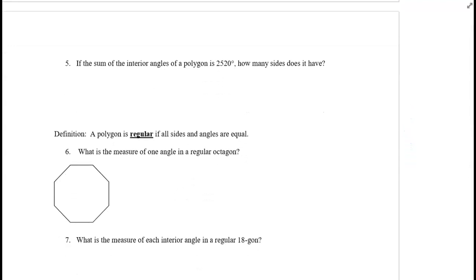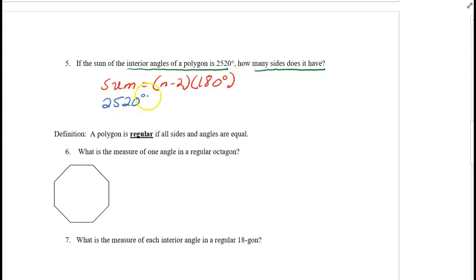If we look at example 5, if the sum of the interior angles is 2520, how many sides does it have? So I always like to write the formula. The sum is equal to n minus 2 times 180 degrees. This time we're told the sum is 2,520, so that's the sum, it's not the number of sides. And I'm going to rewrite the right side of the formula. I'm going to divide both sides by 180 degrees.